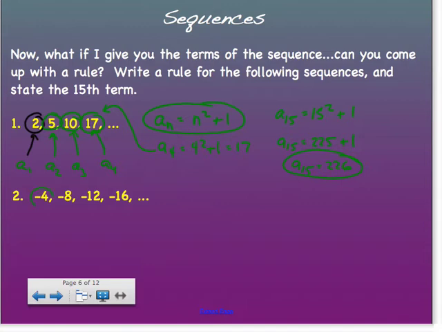Again, I'll try and help you a little bit. This right here is a sub 1. This right here is a sub 2. This right here is a sub 3. This right here is a sub 4. So now ask yourself, how does the 1, 2, 3, 4, the inputs of my function, relate to -4, -8, -12, -16?